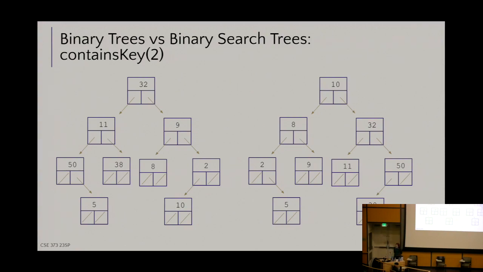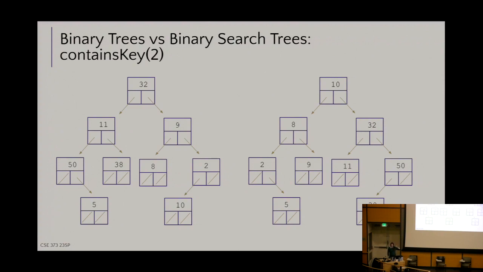If I was calling containsKey on these two different trees, first I will ask, is the tree on the left a binary search tree? Yeah, this is not a binary search tree. On the left-hand side, you can see right away that 9 is to the right of 32, and 9 is definitely not greater than 32, and there's a bunch of other ones in there. So the tree on the left is definitely not a binary search tree, though it is a binary tree.